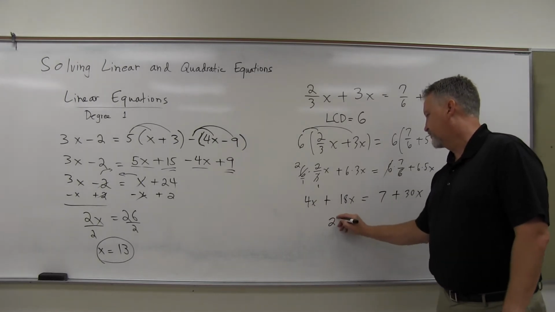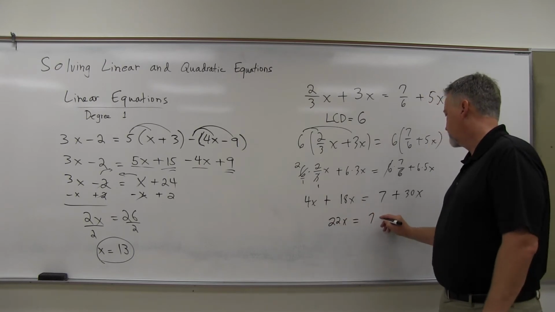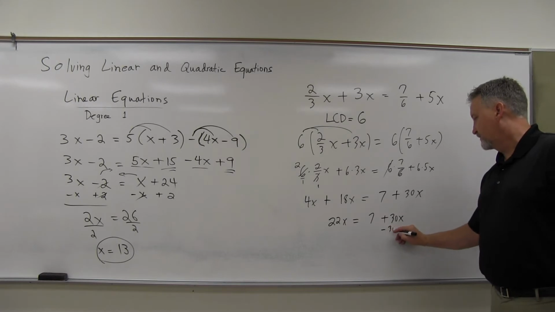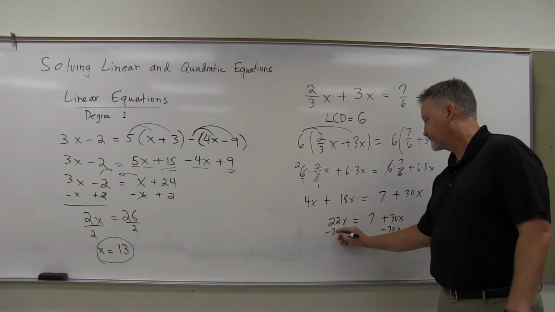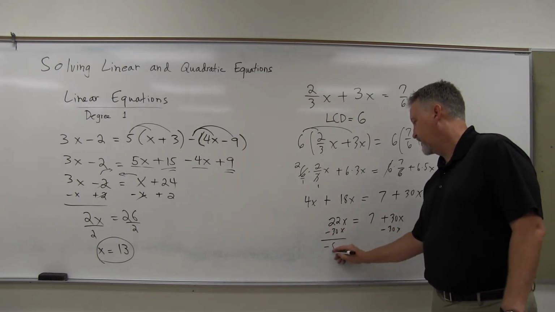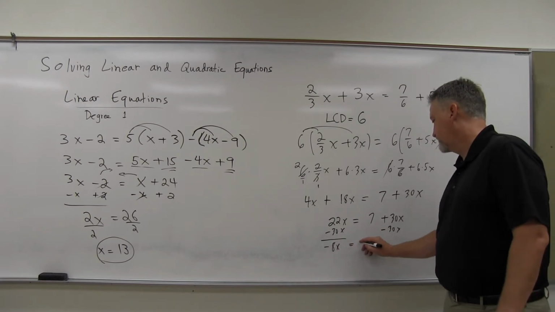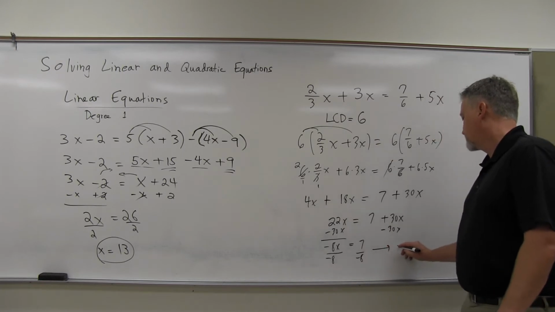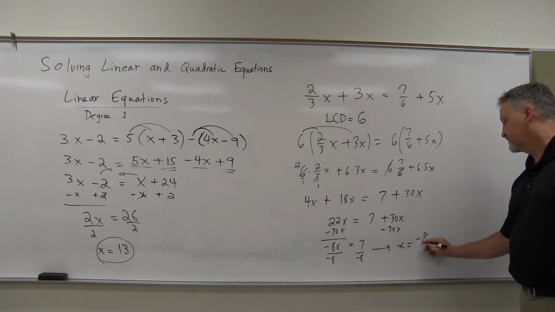Just combine the like terms. You've got 22x equals 7 plus 30x. Okay, go ahead and let's subtract the 30x, right? And so that's negative 8x equals 7. And divide by negative 8. And we've got our solution. x is negative 7/8.